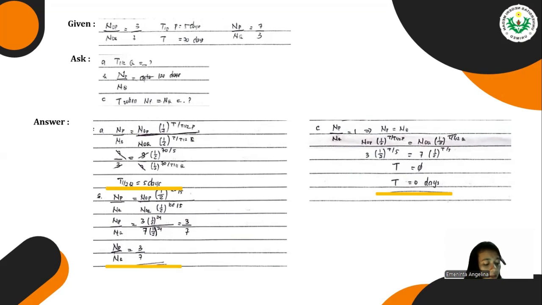To answer this problem, first of all, A, N_P over N_Q, we substitute into the formula where N_P over N_Q is equal to 7 over 3, is equal to 3 times 1 over 2 to the power of 70 over 5, over 7 times 1 over 2 to the power of 70 over half-life of Q. And from the question, we get the half-life of Q is about 5 days. B, N_P over N_Q after 120 days.